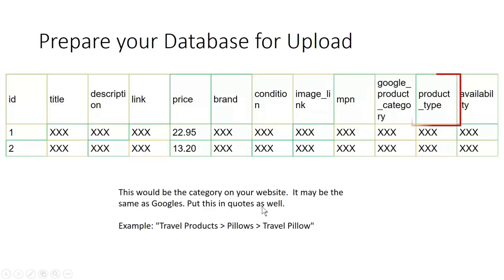The next one is the product type. Okay? Now, this would be the category on your website. It may be the same as Google's, but it may be different. So here's an example. In quotes, I put travel pillows, caret to the right, pillows, caret to the right, travel pillow. Right? So that's part of that.